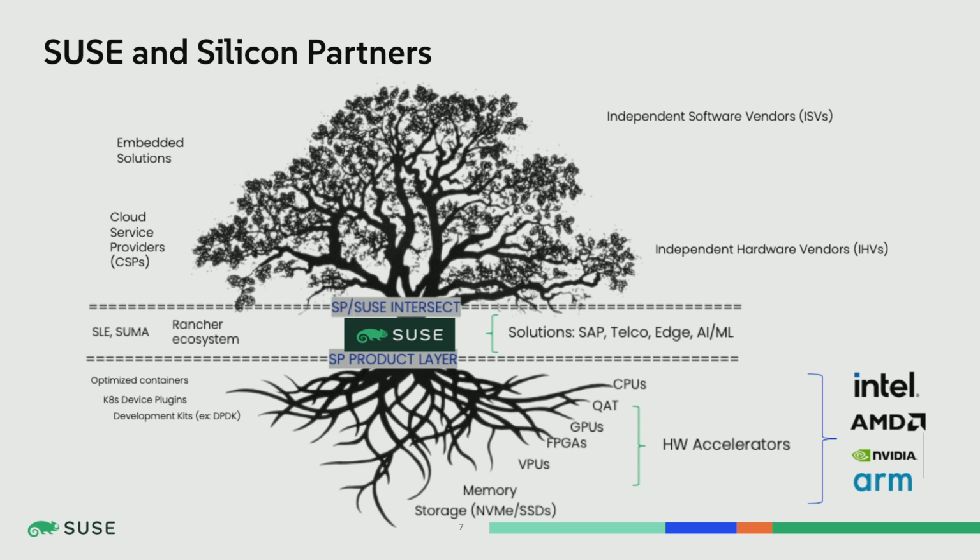In this analogy, I see SUSE as the trunk of the tree, where we provide an ecosystem of products, and combined with our silicon providers, we build solutions. These solutions are made available through IHVs, ISVs, embedded solutions, or through cloud service providers. And yes, we partner with all the major hardware accelerators: Intel, AMD, NVIDIA, and ARM. When I say ARM, you have to understand that it's the ARM ecosystem. So it could be Ampere Computing, it could be NVIDIA itself that is also providing ARM-based silicon, it could be NXP, it could be TI, etc.